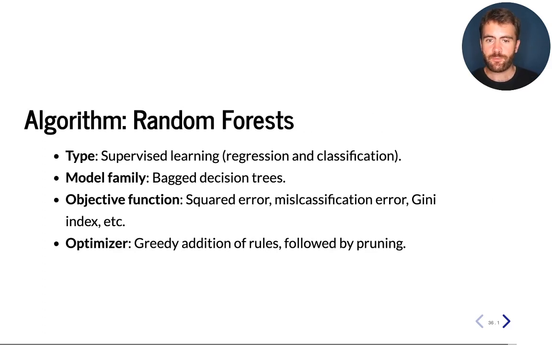So to summarize, we defined random forests as a new kind of algorithm, and because it's built on decision trees, it can still solve regression and classification problems. Because it is simply bagging on top of decision trees, our model family is still based on decision trees, and our objective and optimizer are the same that we used for the decision trees.